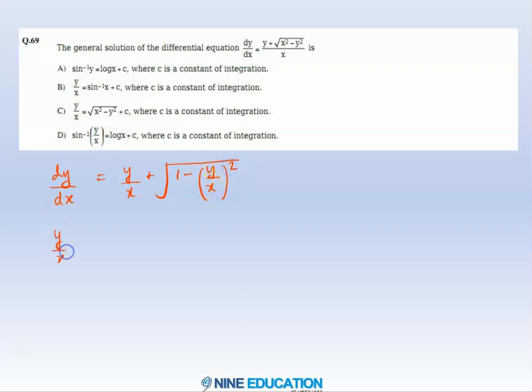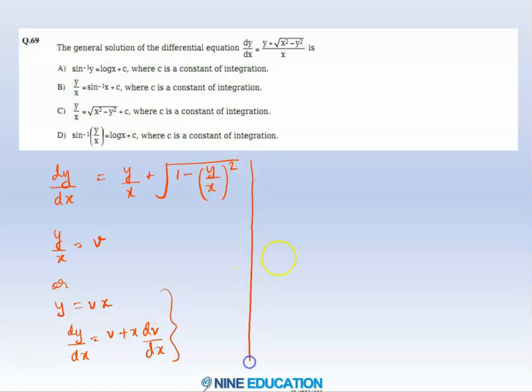Now we can put y by x is equal to v, which also means that y is equal to vx, and if we differentiate with respect to x, I will get dy by dx is equal to v plus x dv by dx. So let us use this substitution here in this question. So we'll be getting v plus x dv by dx, that is equal to, again y by x is v, plus root over (1 minus v square).